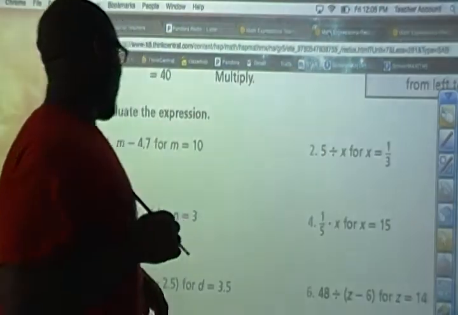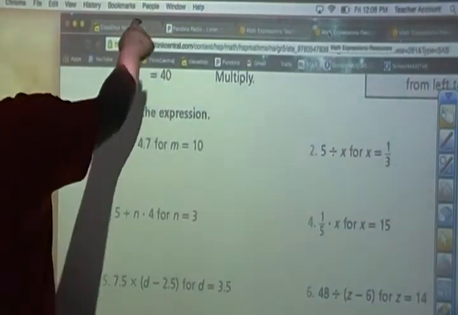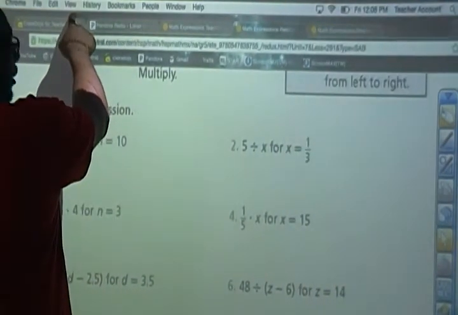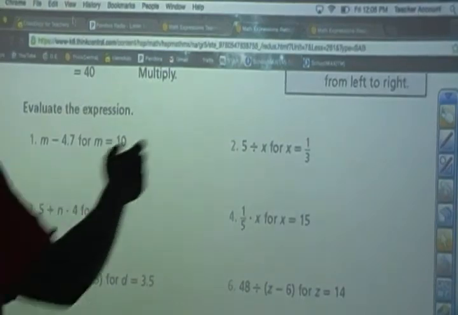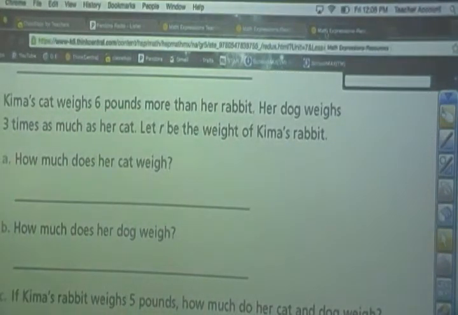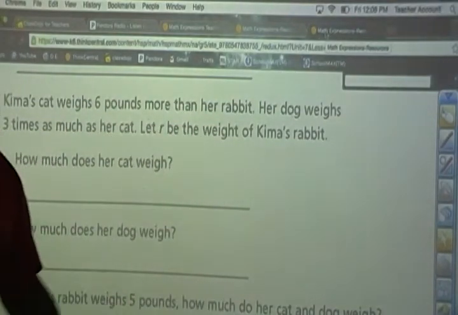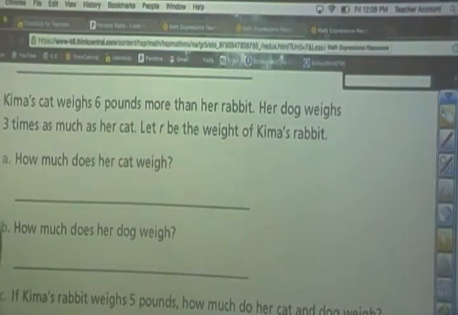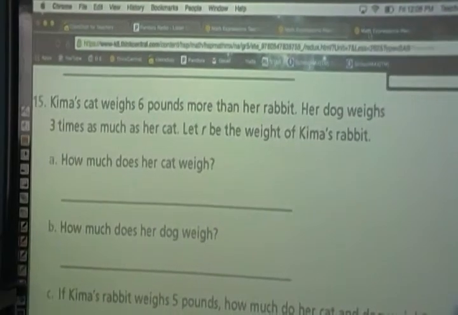Now the harder part is over here. What we're trying to do here is create problems or expressions from the word problems that they give us. So for this one, they have this lady's cat, and it's 6 pounds more than her rabbit. And then the dog weighs 3 times as much as the cat. So they want to know first, how much does her cat weigh?